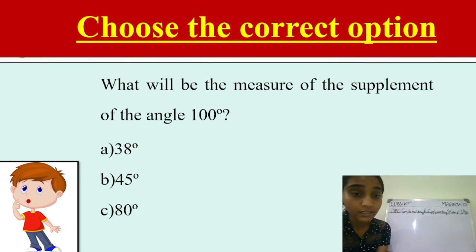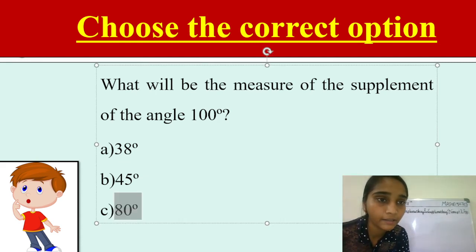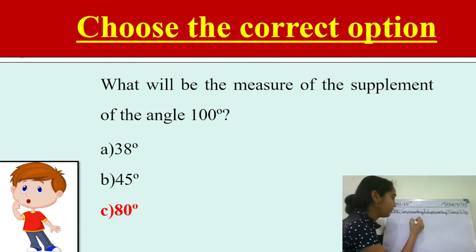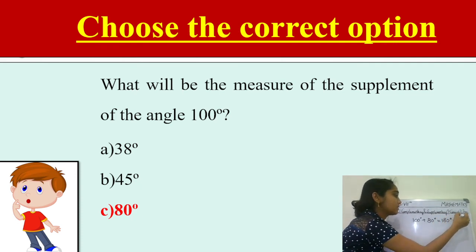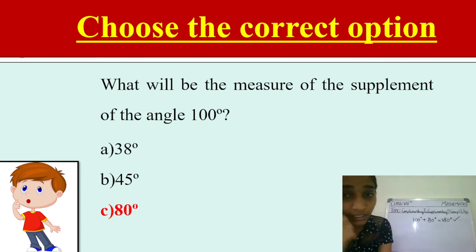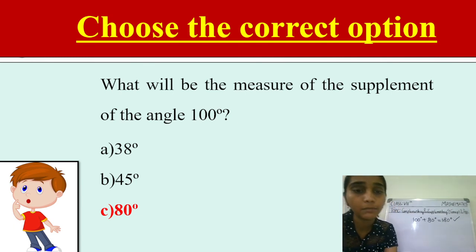Very good. So what answer are you getting? Very good, it will be 80 degrees, because 100 degrees plus 80 degrees we are getting 180 degrees. So this is the correct answer, that the supplement of 100 is 80 degrees. And you can also see that 100 plus 38 will be 138. We can't say it is a supplement. 100 plus 45 will be 145. We can't say it is a supplement.